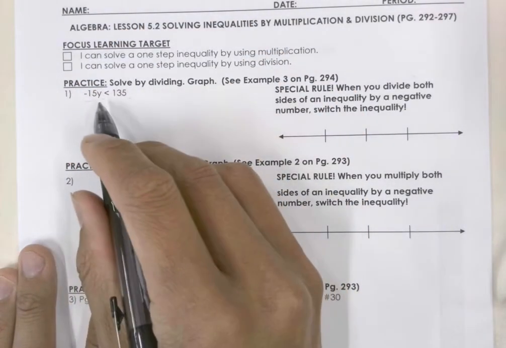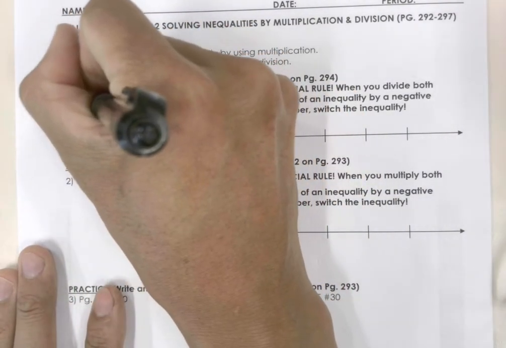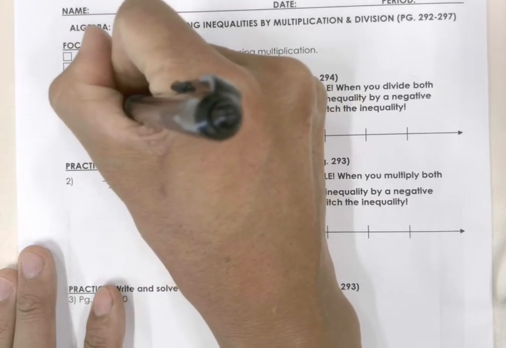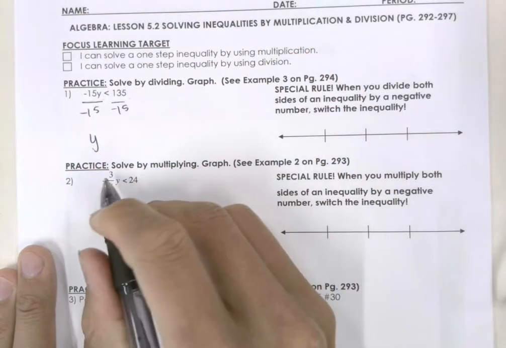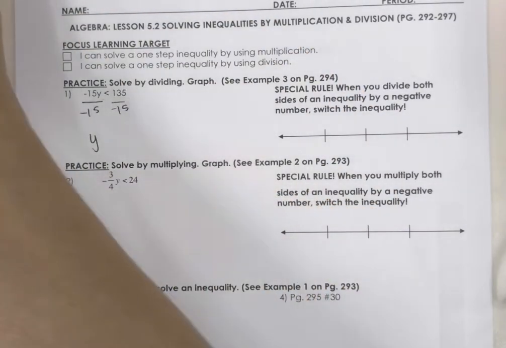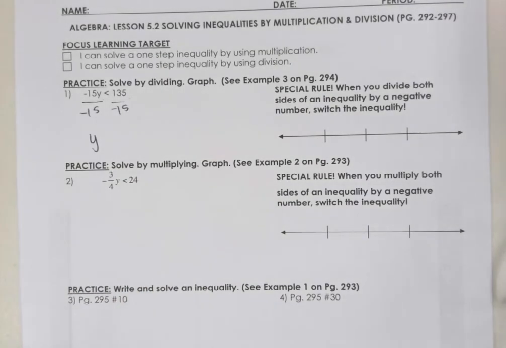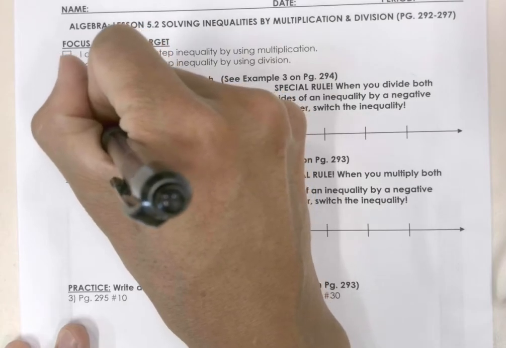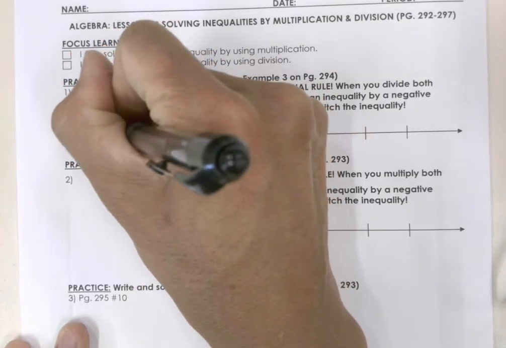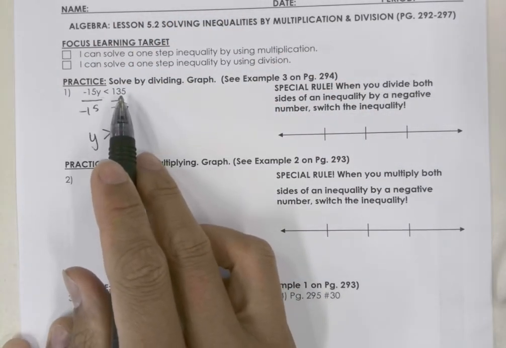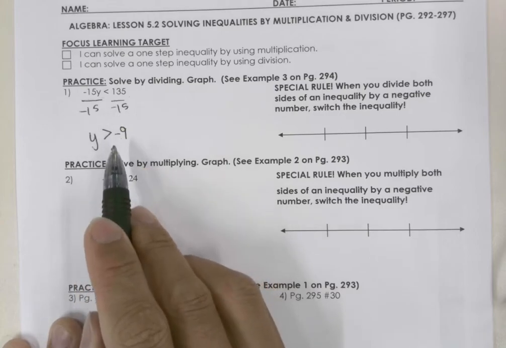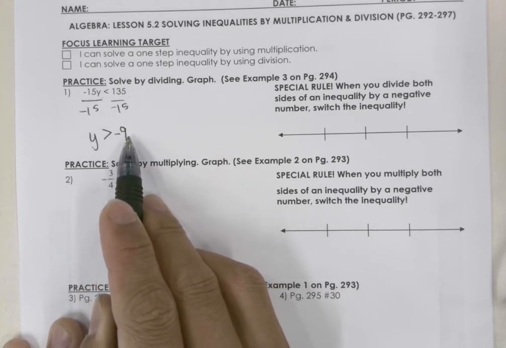In order to isolate the variable y, we are going to divide both sides of the equal sign by negative 15. That's going to give us on the left side of the equal sign a positive y, and on the right side, let's go ahead and put that in a calculator just to make sure I don't make a mistake here. It's going to be greater than negative 9. Now, 135 divided by negative 15 is negative 9.